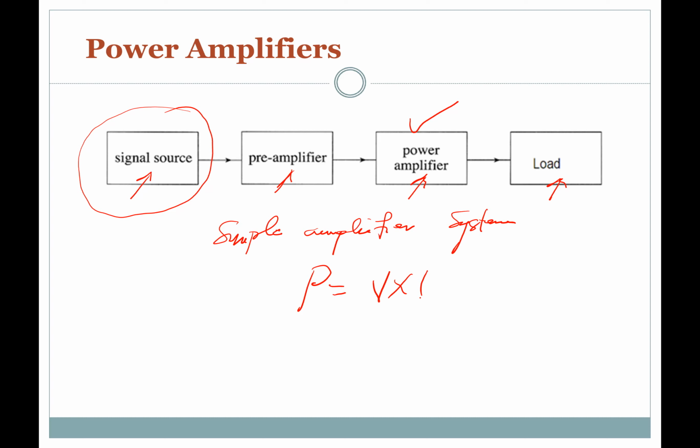So a simple amplifier system is what is shown here, where you would have your signal go through a preamplifier and then a power amplifier, which would now give us an output of the current times the voltage, or a product of the current and the voltage, and then that will be given to the load. So basically that is what a power amplifier does.